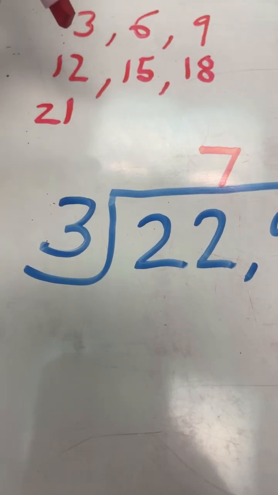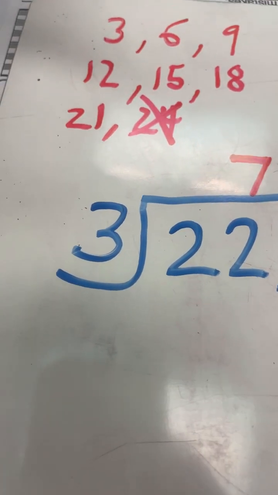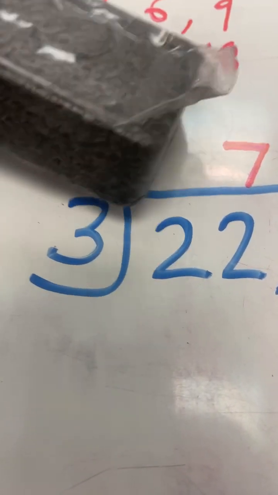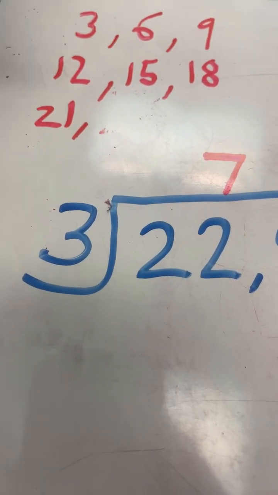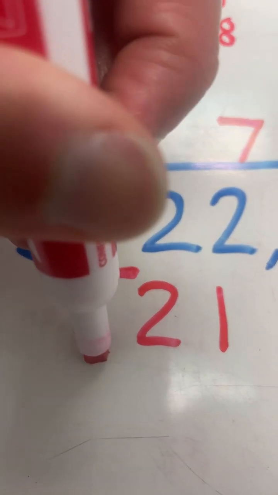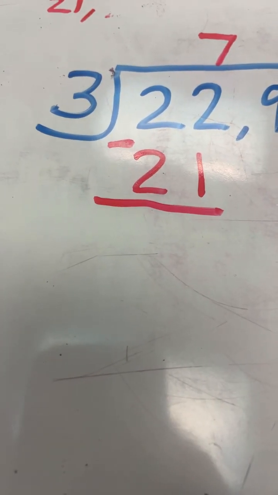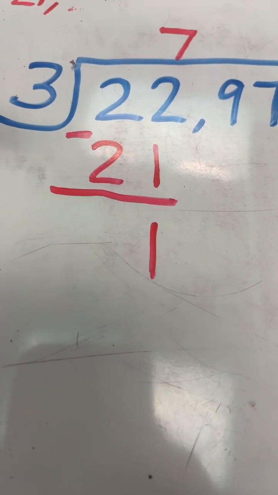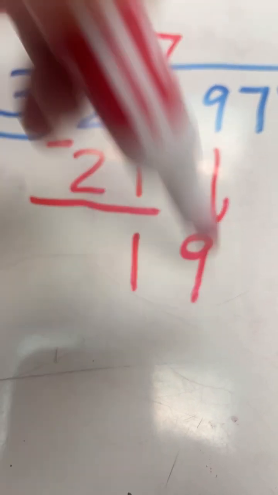Now, if I kept counting by 3s, if I counted by 3 again, I would be at 24, but that 24 is too far. 24 would be past 21. So I was able to get 7 groups of 3 within 22. 21 was the closest number I could get to 22 without going over. So 21 is what we are going to subtract to find our remainder. So 22 minus 21 equals 1. We have a remainder of 1. Now the next step is we have to bring down the next digit. I'm going to bring down the 9. That 1 is going to become a 19.